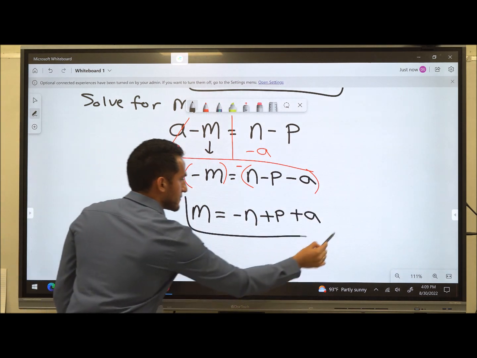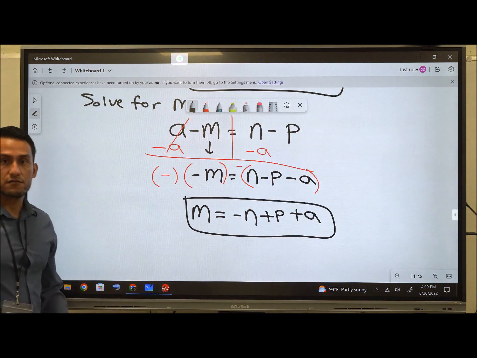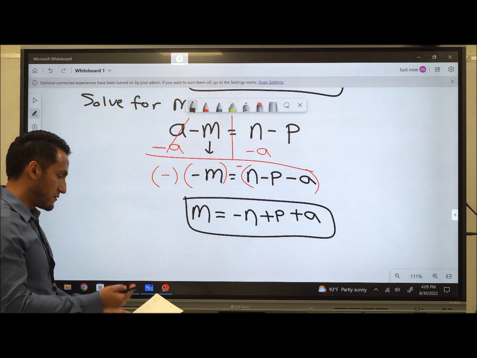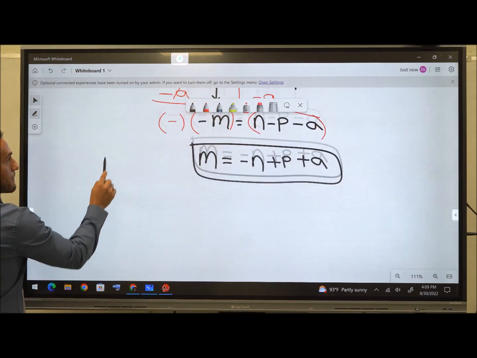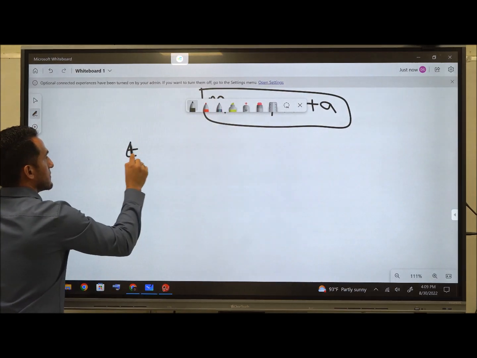m is by itself, so that's our answer. And that's how you do literal equations, guys. Whatever letter you're solving for, you just isolate the variable. Let's try another one. Example number 2.